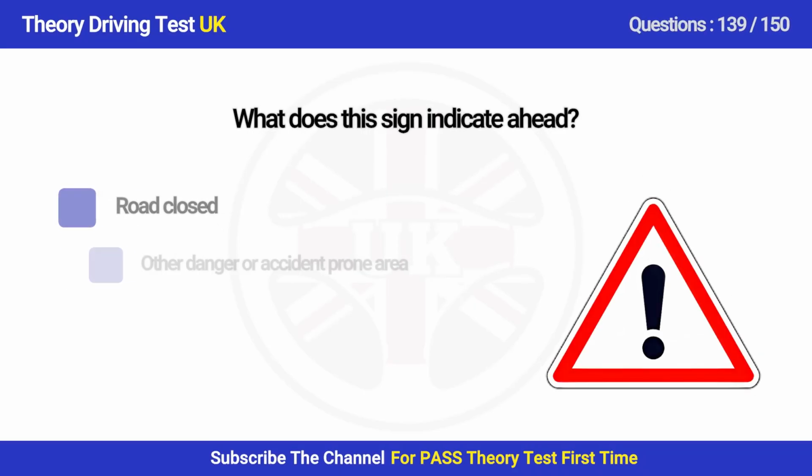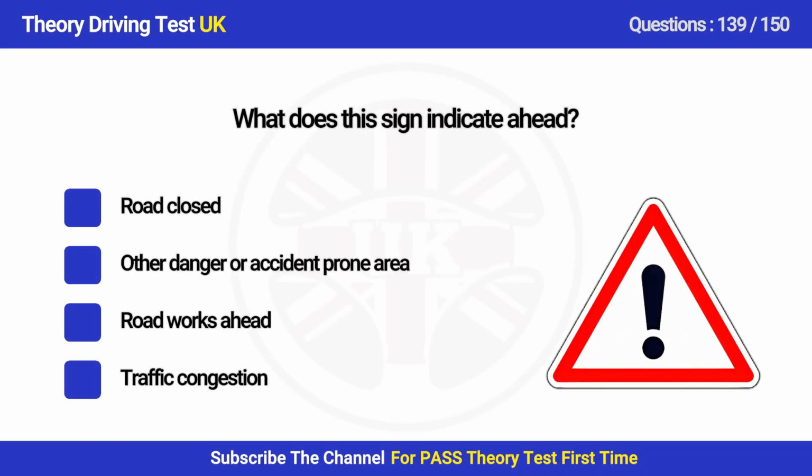Question 139. What does this sign indicate ahead? A. Road closed, B. Other danger or accident-prone area, C. Road works ahead, D. Traffic congestion.